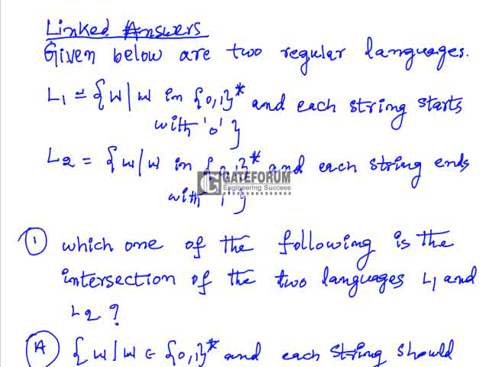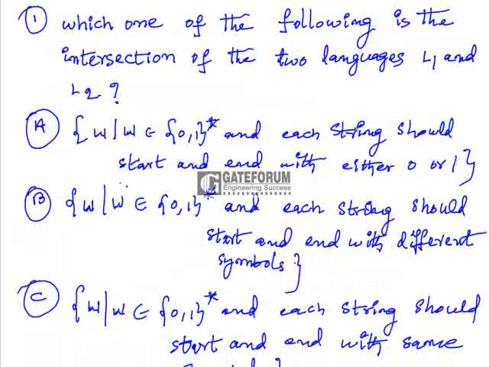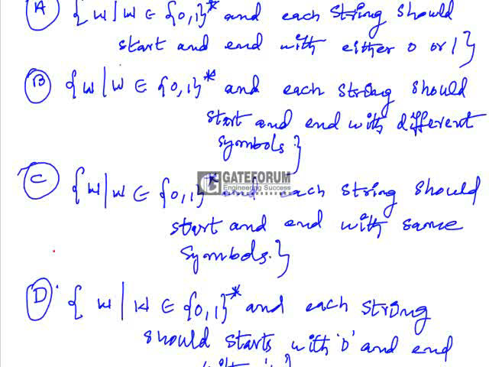So option A: W such that W belongs to (0,1)* and each string should start and end with either 0 or 1. Option B: W such that W belongs to (0,1)* and each string should start and end with different symbols. Option C: W such that W belongs to (0,1)* and each string should start and end with the same symbols. Option D: W such that W belongs to (0,1)* and each string should start with 0 and end with 1. So here we need to find out the intersection.